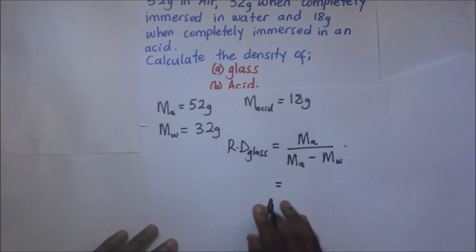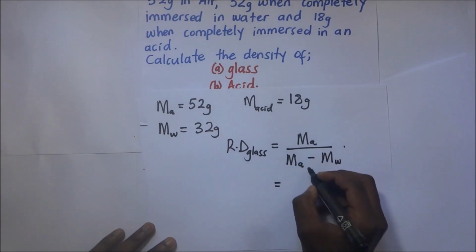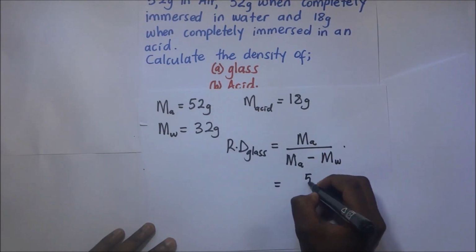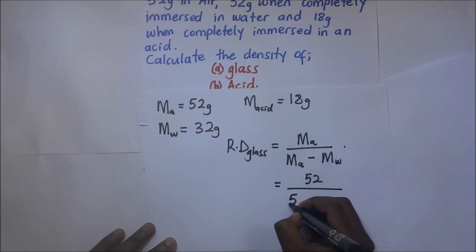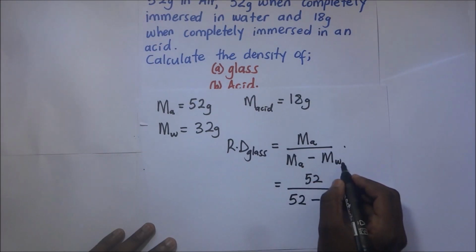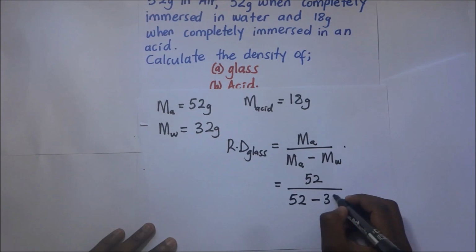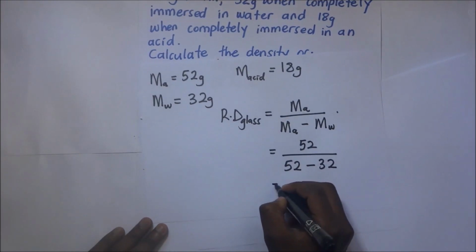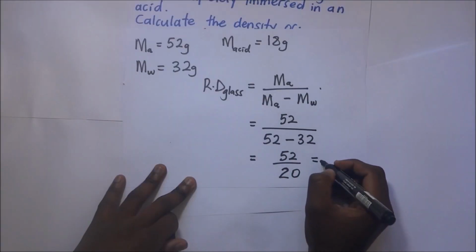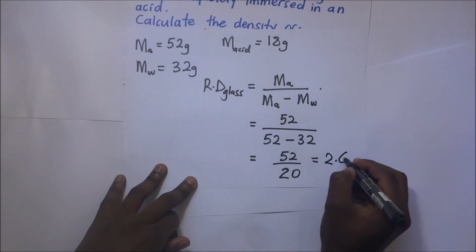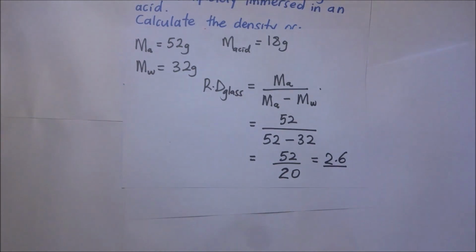So this is going to become the mass of the glass when it is in air, which is given by 52 grams. Divide that by the apparent loss, which is going to be 52 grams minus the mass when the thing is in water, which is 32. So this is going to be 52 divided by 20, which gives us 2.6. So 2.6 is the relative density of that glass.